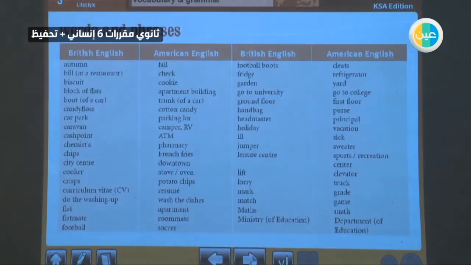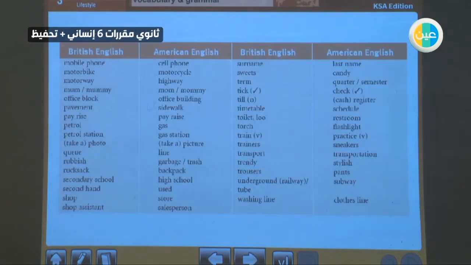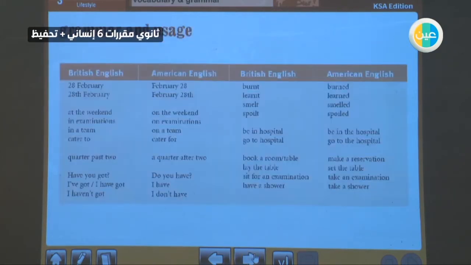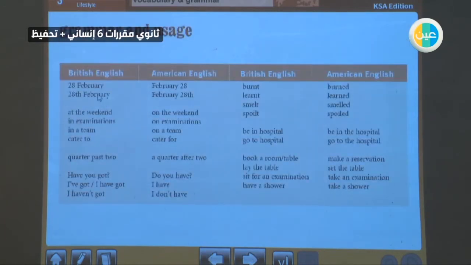Okay, here you have a table for each British and American word, spelling, phrase, or grammar. Okay, please concentrate here for the grammar. 28th of February for the British, and for American it is February 28. At the weekend, American on the weekend. Okay, look at the verb here. You can find it in your book, as I said, page 99.